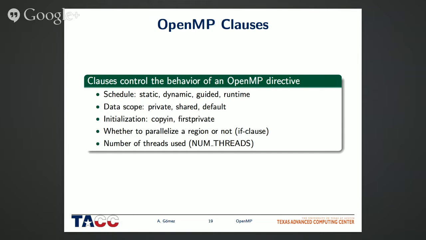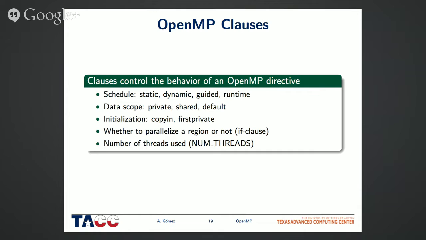There are different clauses in OpenMP that control the behavior of OpenMP directives. We already saw some of them, which is the number of threads that we are going to create. But there are also clauses for the type of scheduling that we are using. Scheduling in this case means how the tasks or the workload is distributed and assigned to the different threads. It can be static, dynamic, guided, and runtime.